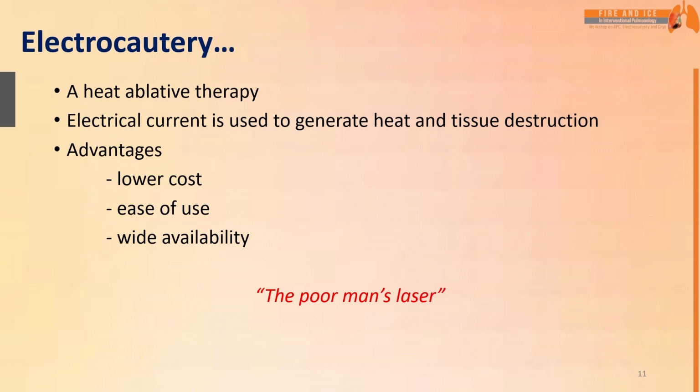So, electrocautery is a heat ablative therapy. Here, electrical current is used for generation of heat and tissue destruction. Why should we use it? Because it has lower cost, ease of use, and wider availability. Hence, it is called poor man's laser.